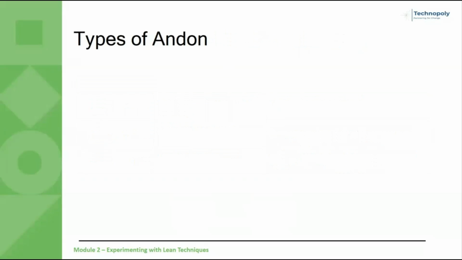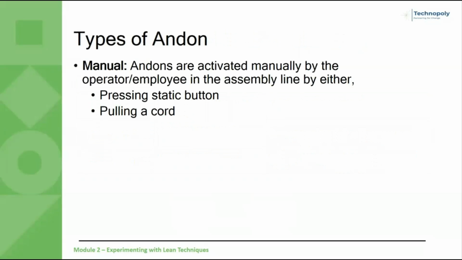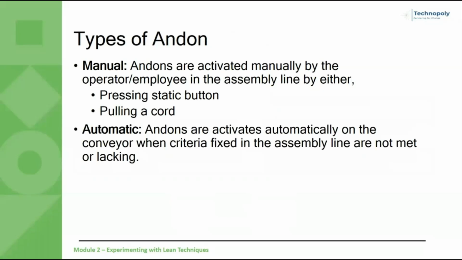There are commonly two types of Andon. First is the manual. Manual Andons are activated manually by the operator or employee in the assembly line by either pressing a static button or pulling a cord. The second one is the automatic. Automatic Andons activate automatically on the conveyor when criteria fixed in the assembly line are not met or lacking.